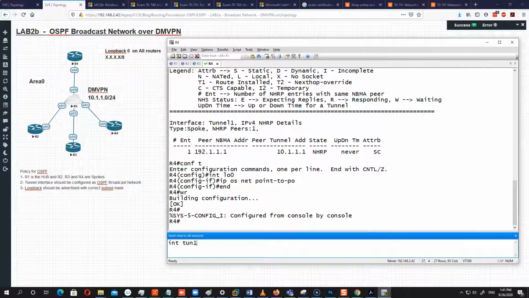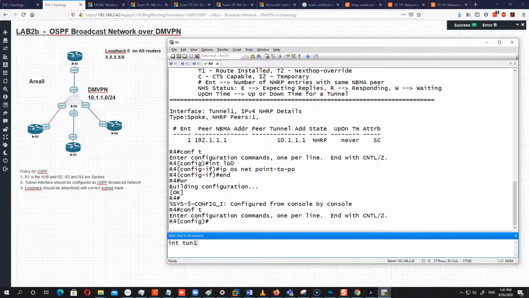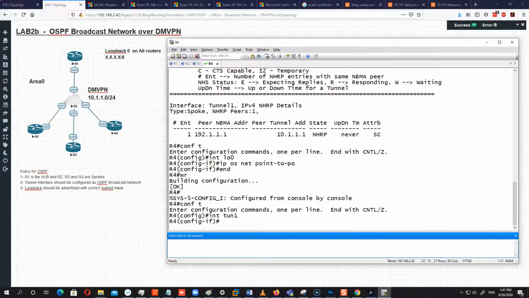So interface tunnel 1, let's configure all of them. That's a common configuration. So I will do IP OSPF network. By the way, if I look at show IP OSPF interface tunnel 1, by default it is a point-to-point.